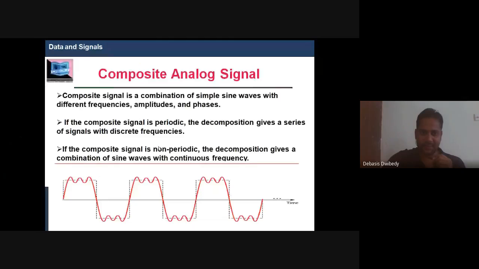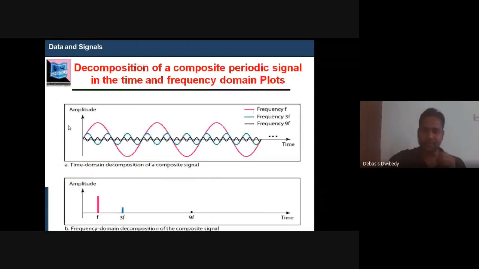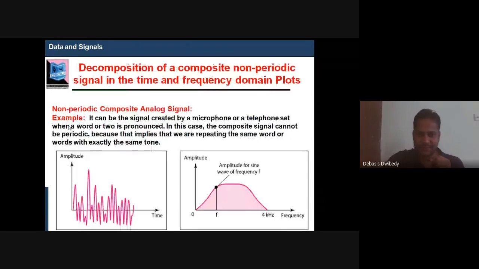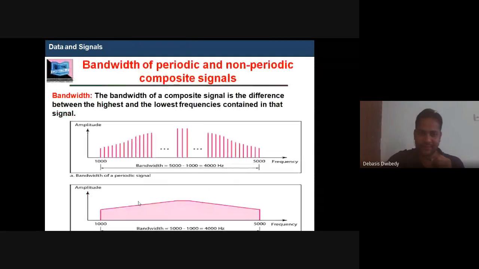If the composite signal is non-periodic, the decomposition gives a combination of sine waves with continuous frequencies. Agar hamara composite signal non-periodic hai, so we can represent it through this graph. That is continuous frequency. Yahan pe frequency jo hai, yahan pe jaise discrete tha, we will represent a non-periodic signal, or decomposition of a non-periodic signal provides a graph with continuous frequencies.